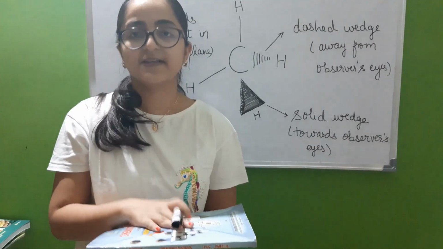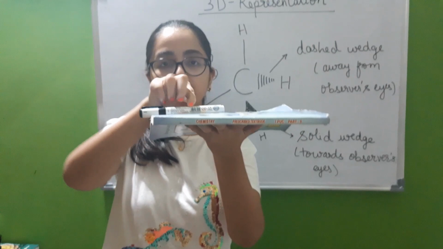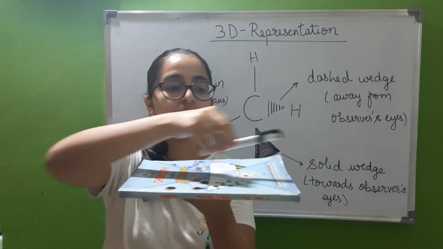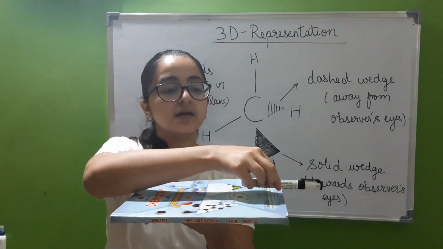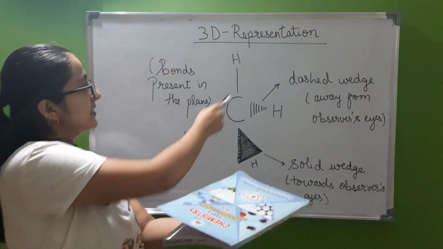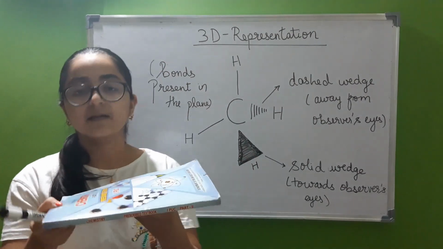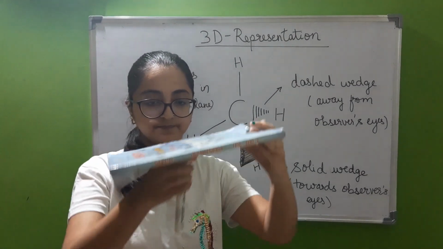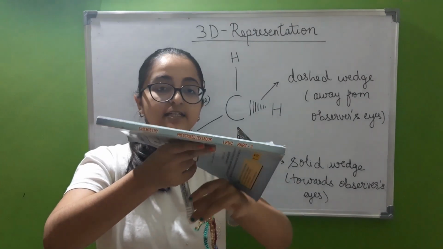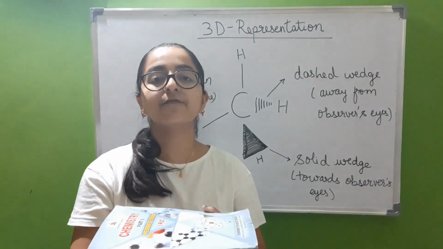So let me consider this book to be the plane. The carbon atom is present here. Now it forms a bond with hydrogen in this manner, another bond with hydrogen in this manner. So you can realize that these two hydrogen bonds formed with carbon are in the same plane, as represented by these two. Now talking about the dashed wedge, the bond is formed here. The hydrogen atom is attached at the tip of this marker.